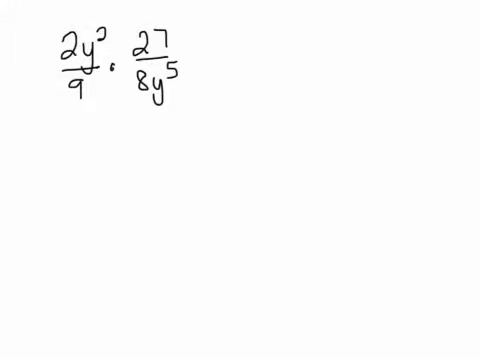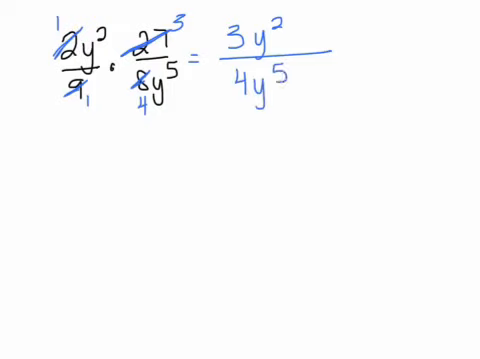There's a couple ways you can do this. You can multiply straight across and then cancel, or you can cross cancel if that's easier. So I can say that 2 goes into 2 one time and 2 goes into that 4 times. 9 goes into 27 3 times and 9 goes into 9 once. Therefore, if I multiply the whole numbers, 3 times 1 is 3, and I have y squared. 1 times 4 is 4, and I have y to the 5th.